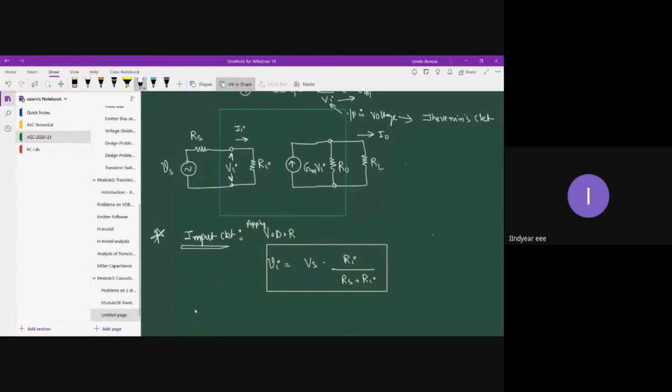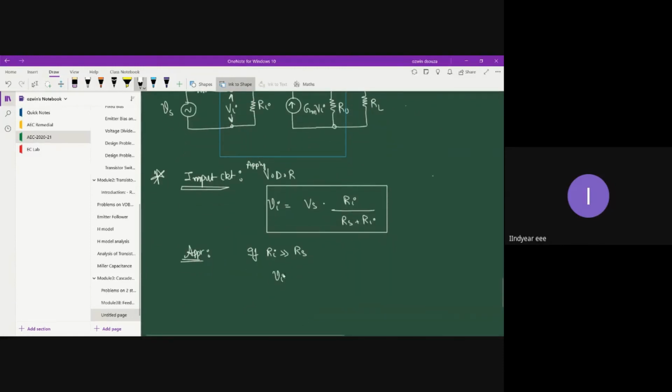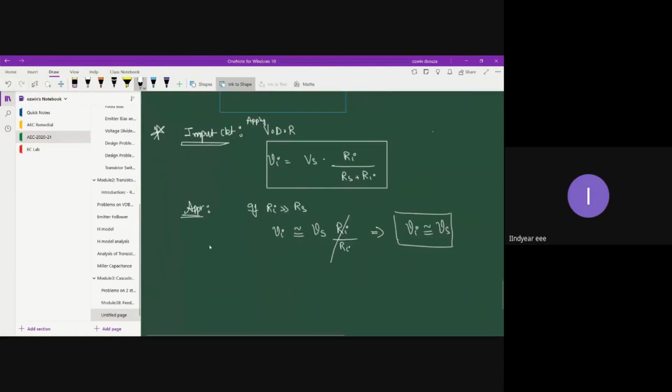And the approximation: if Ri is very large in comparison with the source resistance Rs, then you will get Vi approximately equal to Vs into Ri by Ri, which gets cancelled. That implies Vi is approximately equal to Vs. So for an ideal transconductance amplifier, your input voltage should be very close to the source voltage. The note part I will write in the end.